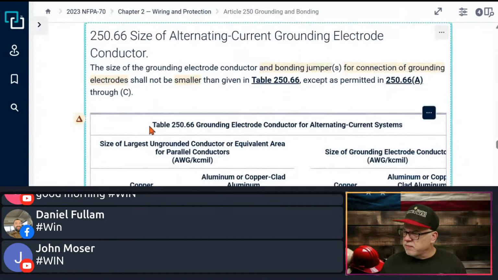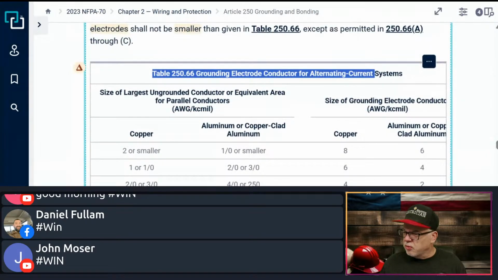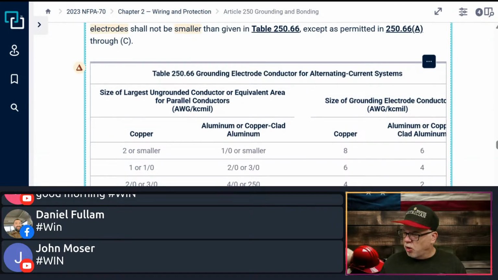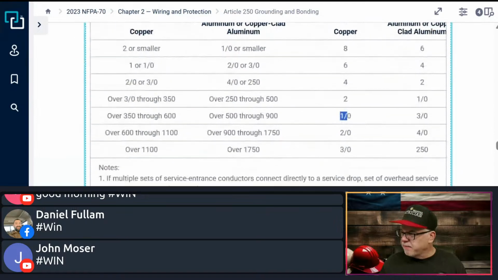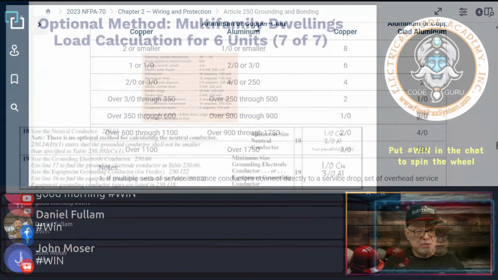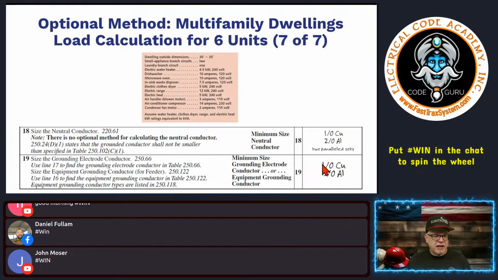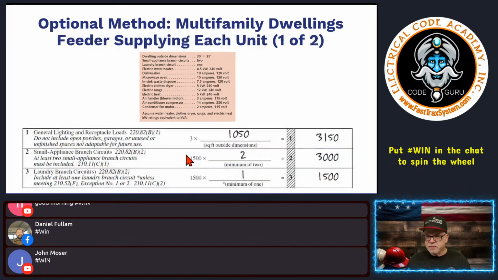So here we are at the table, and we'll come down here, and it looks to me like the 423,200 circular mills falls between over 350, but through 600. So it's right there in that window. So that tells us it's going to be right here. So that tells us it's going to be a 1 aught copper or a 3 aught aluminum. Okay, so let's get back to the lesson. So yep, there's your 1 aught copper, and there's your 3 aught aluminum right there. Okay. All right.